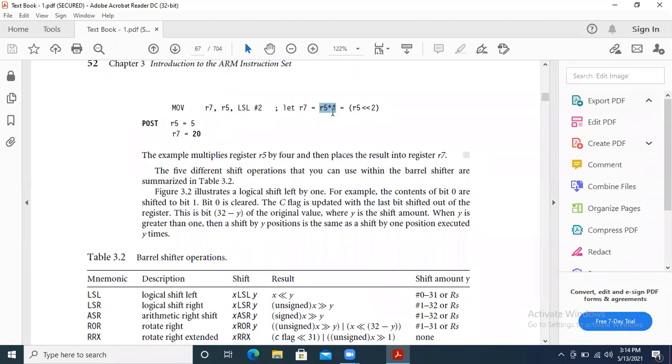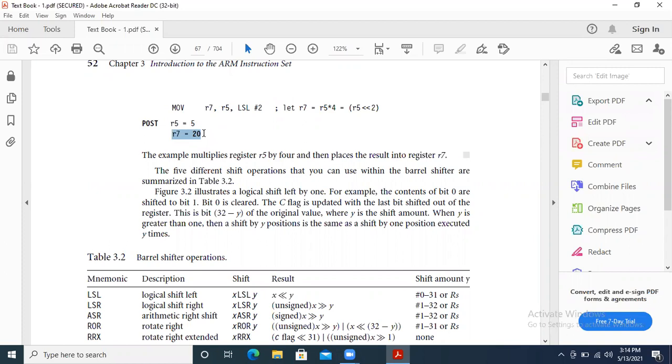So what is the new R5 value here? The new R5 value is 20. That value I have to copy inside R7. So after execution, R5 is as it is, 5 only. But what is the R7 value here? It is 20. 20, sir. Why? Because I'm applying the barrel shifter here. Is that clear? Yes, sir. Does everyone understand?